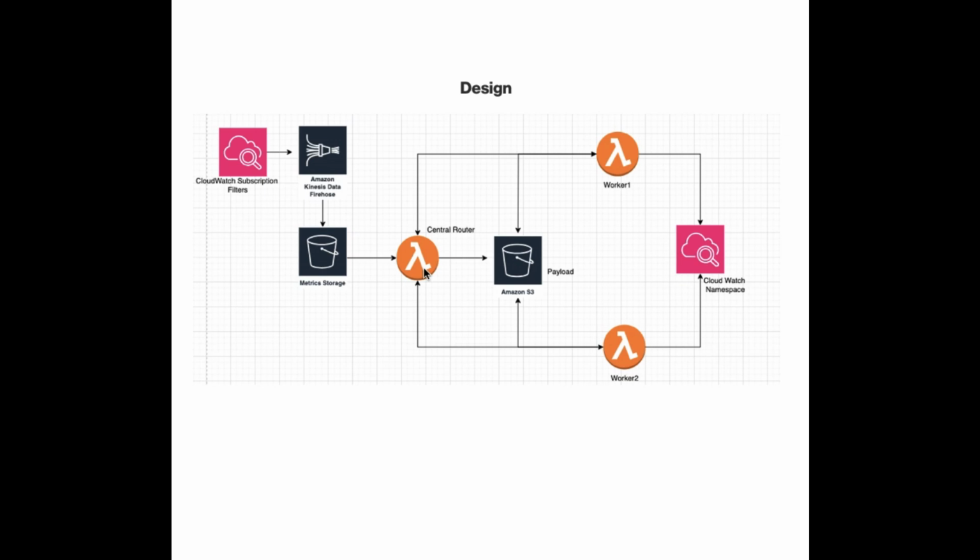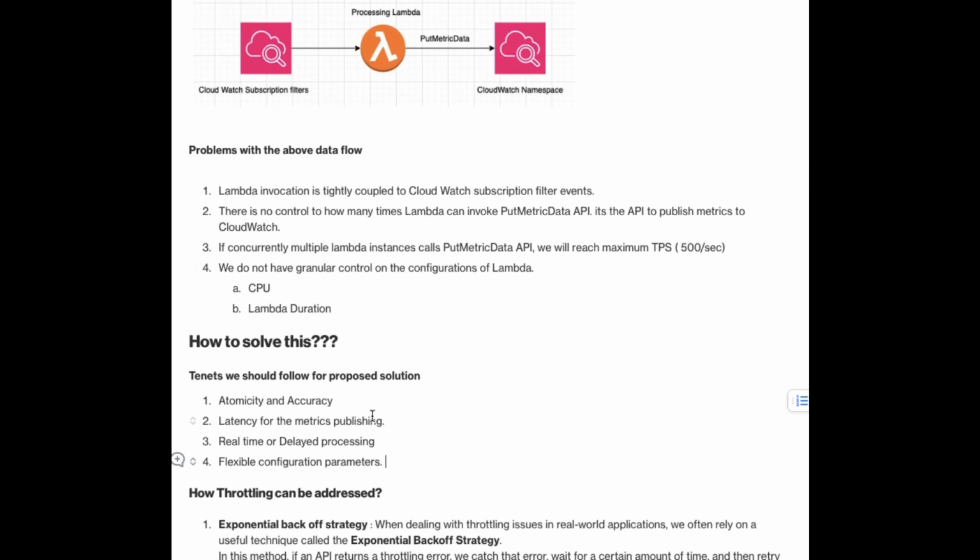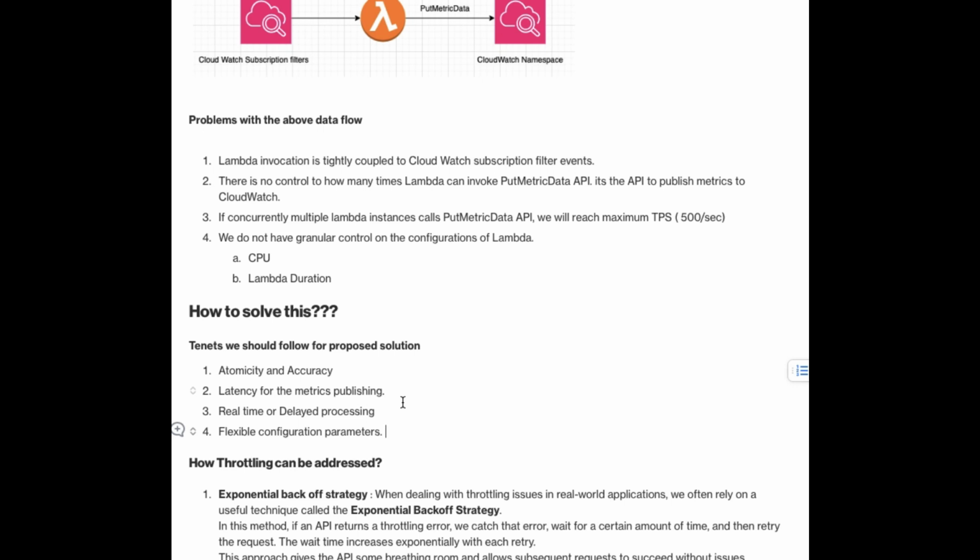Also, there are some caveats to it. The cost is going to increase, so we have to think about all those factors when coming up with a solution for real-time processing. Yeah, so this is one of the solutions we can think of to process those events, keeping the tenets that we talked about in mind.